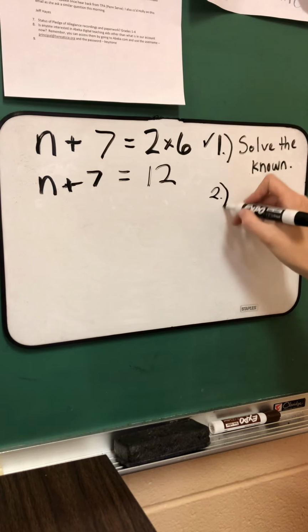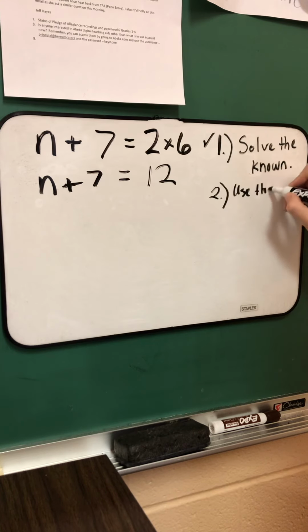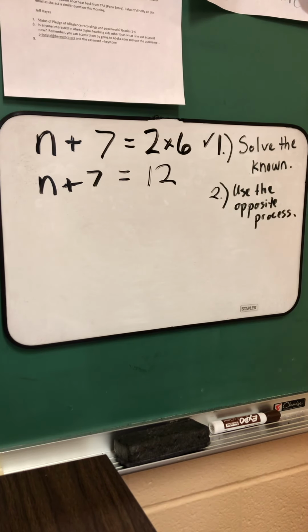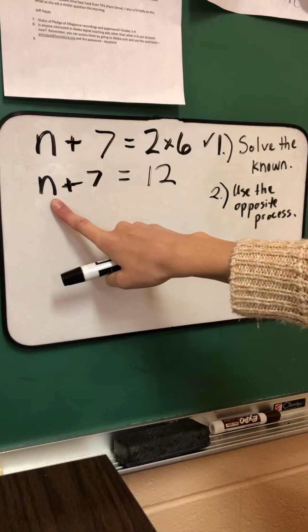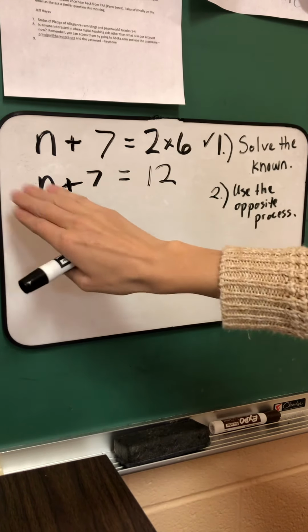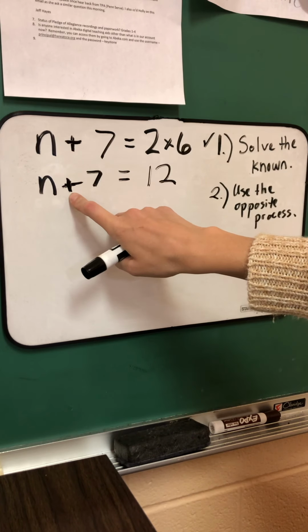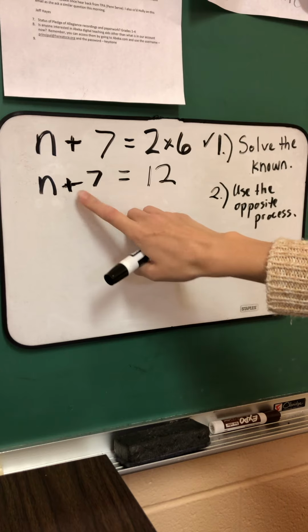Number 2, the second step in finding the unknown number is to use the opposite process. Now you're probably wondering, what in the world do I mean by that? We want to use the opposite process by getting n by itself. In other words, we want to put n on one side of the equation by itself. We want to isolate our missing or unknown number. So what's the opposite of adding 7? What's the opposite of adding?